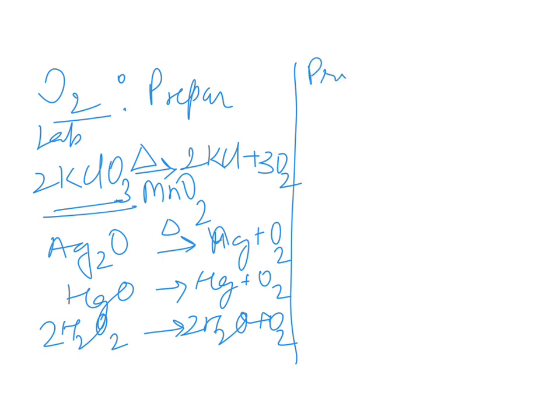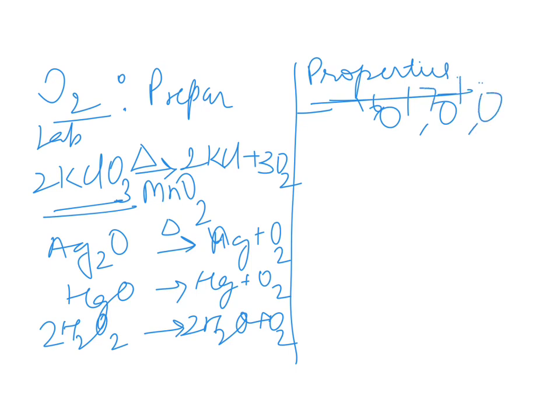Then properties. It is a colorless and odorless gas, you know that. Then it is highly soluble. Solubility in water is higher, and oxygen liquefies at 90 Kelvin and freezes at 55 Kelvin. And it has three isotopes, oxygen 16, oxygen 17 and oxygen 18. Three isotopes are there.